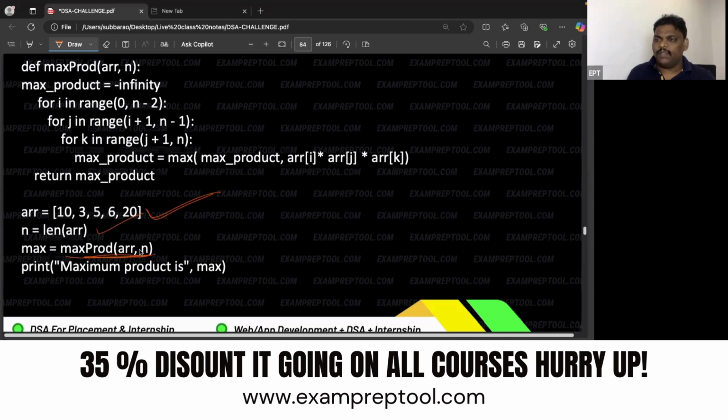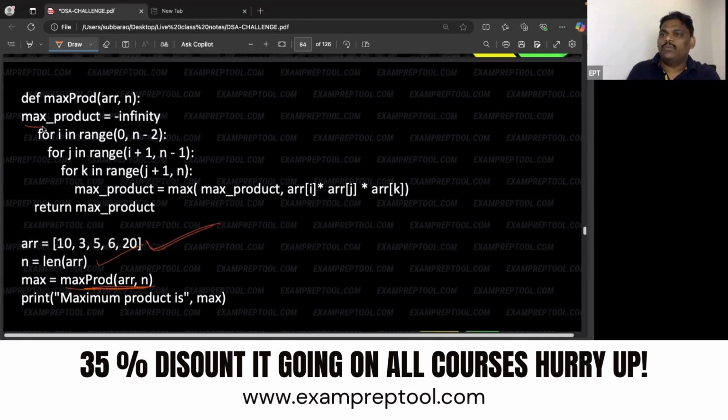By passing that array, call the max function. So what you do here is take one local variable, max product, which is minus infinity, because you want a maximum. Then three loops are going on. Some people are asking, in those three loops, what should I do, sir?